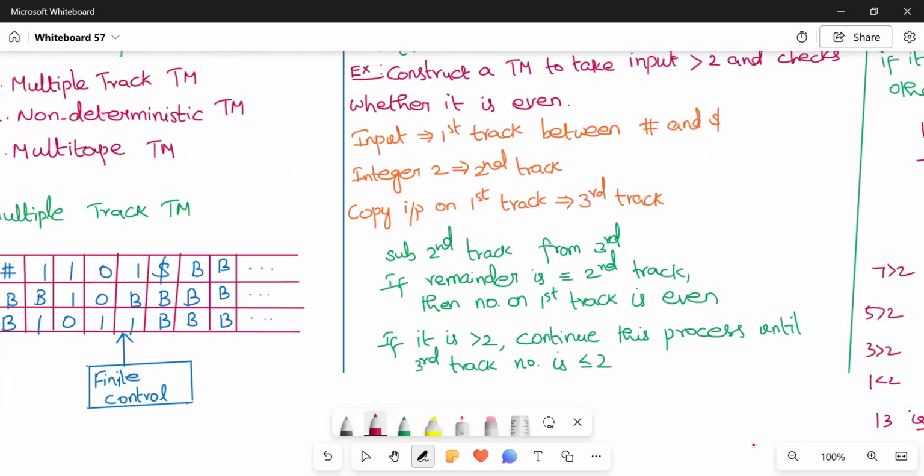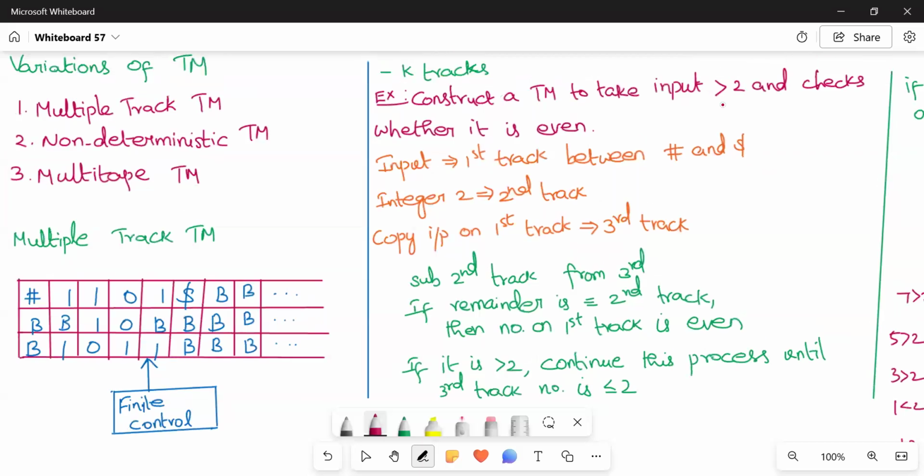So this is the multiple track Turing machine. We can discuss the other variations in the next videos.